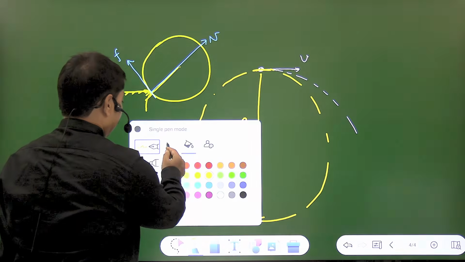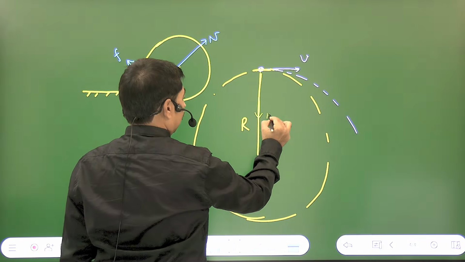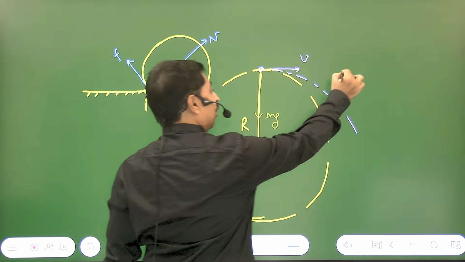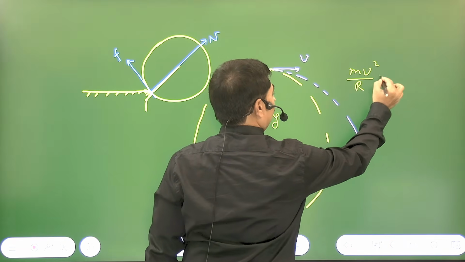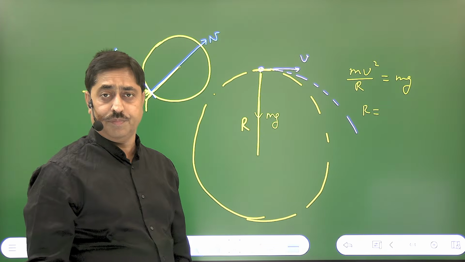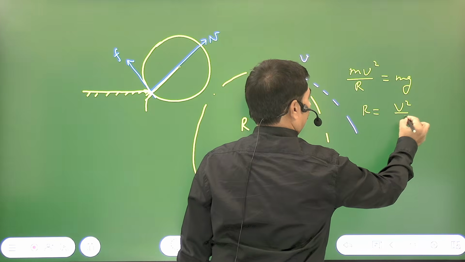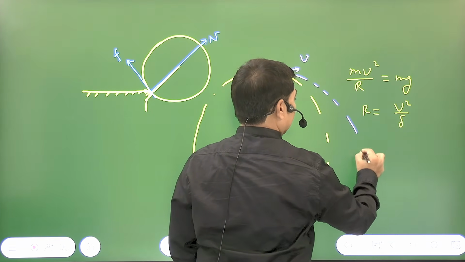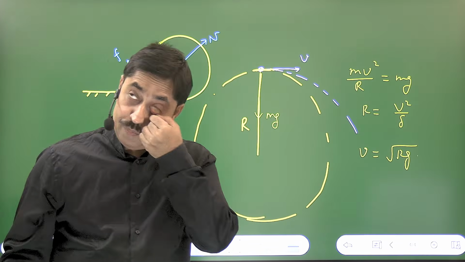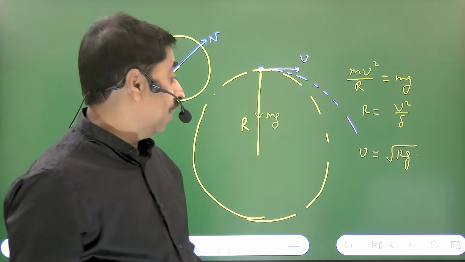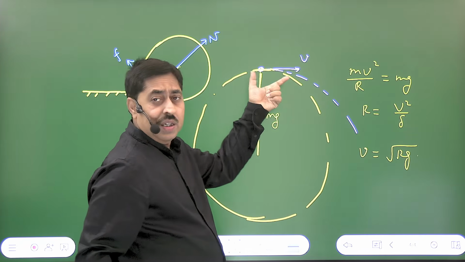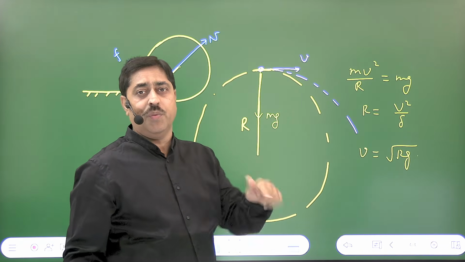What is the force acting on the particle? The force acting on the particle is mg only. And if you think that it is moving on a circular path, then mg has to be equal to mv square by r, which means radius of curvature is v square by g, isn't it? Rather, let me write it like this: v is equal to under root rg. If the particle is moving on a path that has radius of curvature r, then its speed must be equal to under root rg.